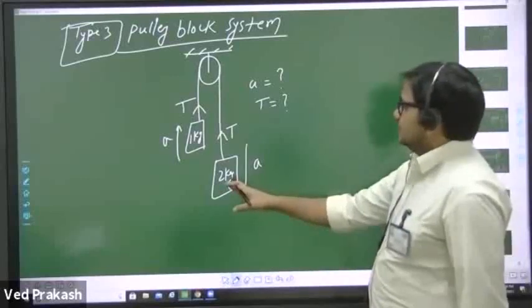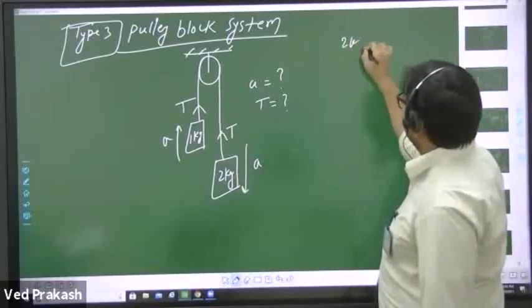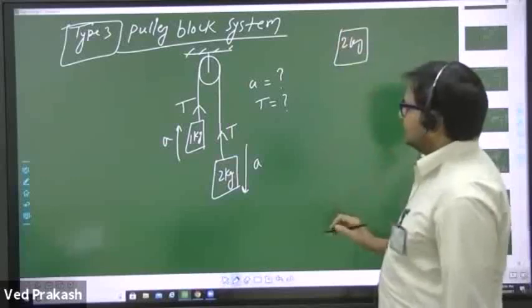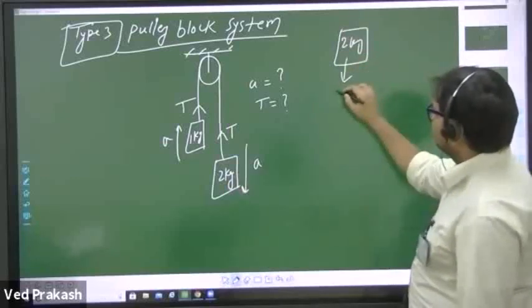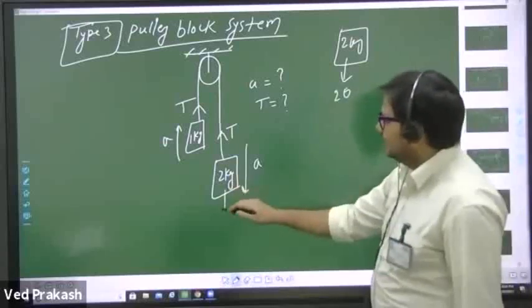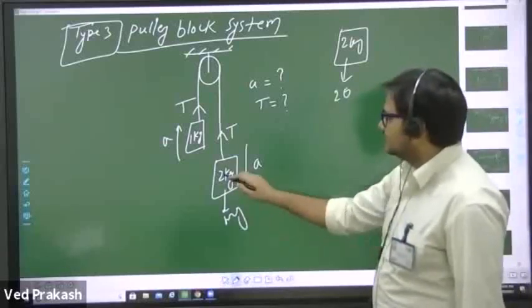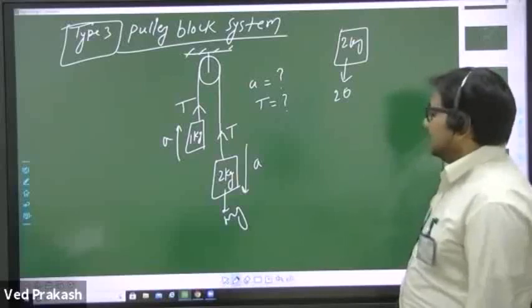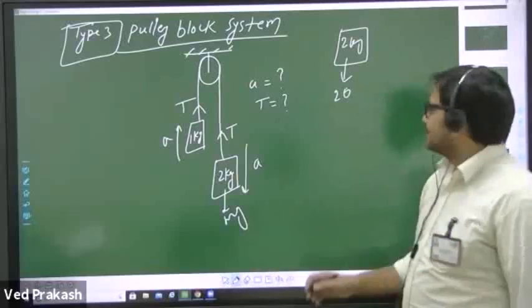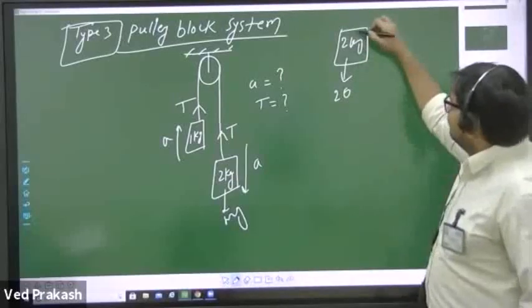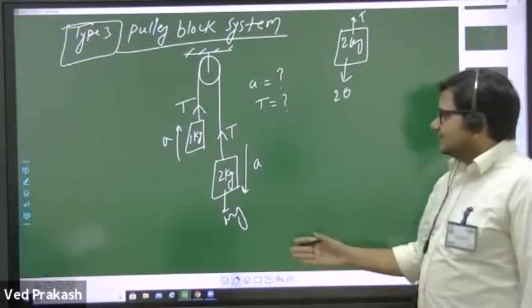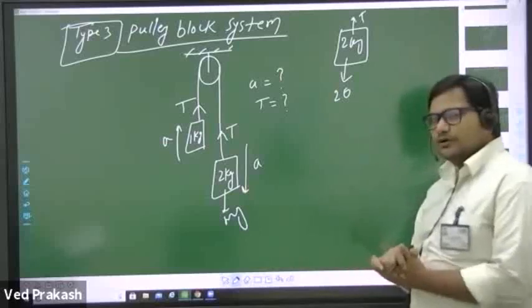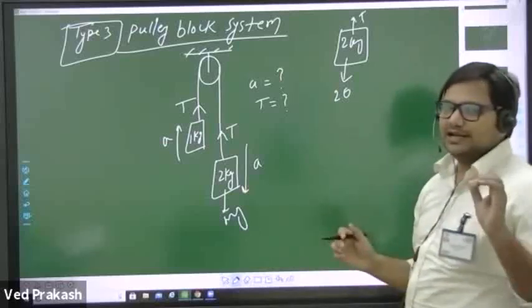If you try to draw the free body diagram of the 2 kg block and indicate all the forces acting on this block, then you have to indicate a downward force which is equal to 20. 20 means mg: the mass of this block is 2 and I have taken the value of g as 10. So 20. And the upward force acting on this block is T. Is there any other force acting on this block? No, only 2 forces are acting.